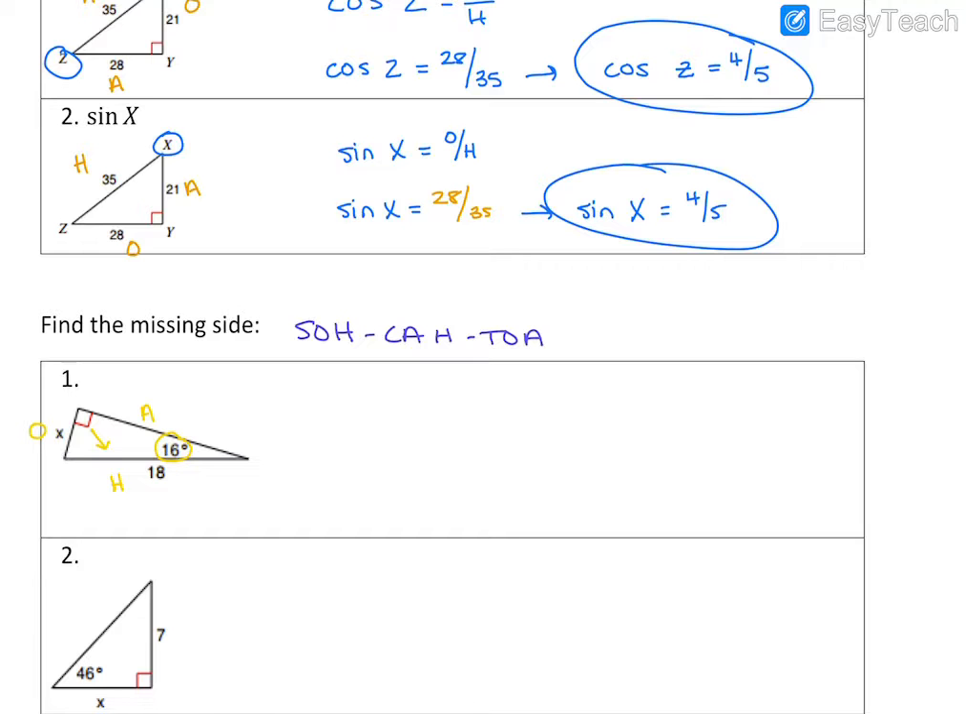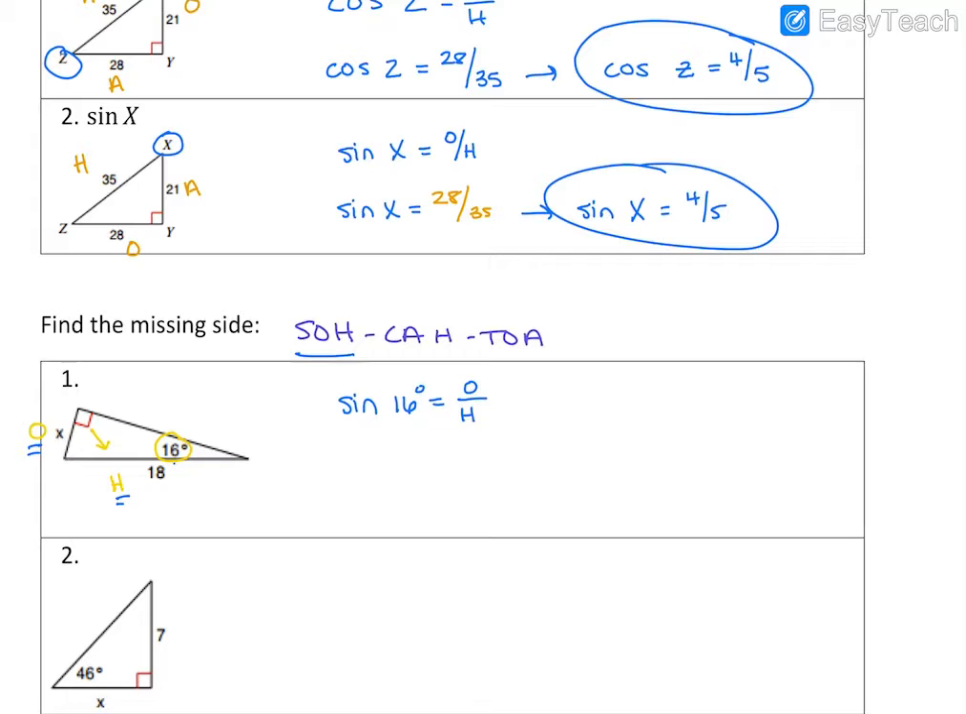Okay. Now, we don't really care about the adjacent right now because it's not labeled and we're just finding x. We just need to find that missing side. So, which trig function deals with O and with H? Sine, S-O-H. So, sine of, and this time I'm actually going to use the measure they gave me. So, sine of 16 degrees is equal to O over H.